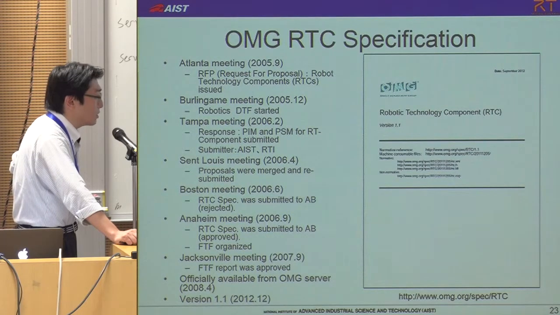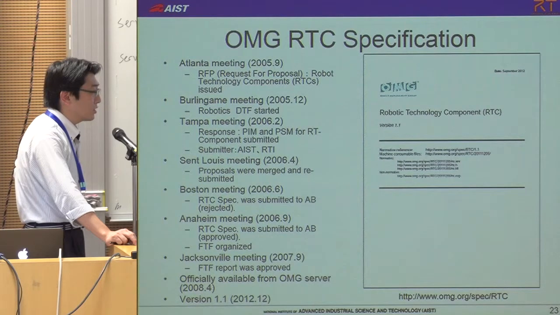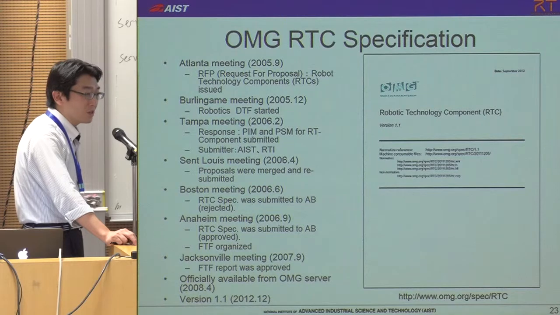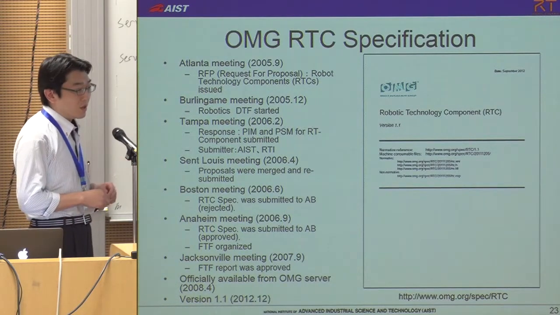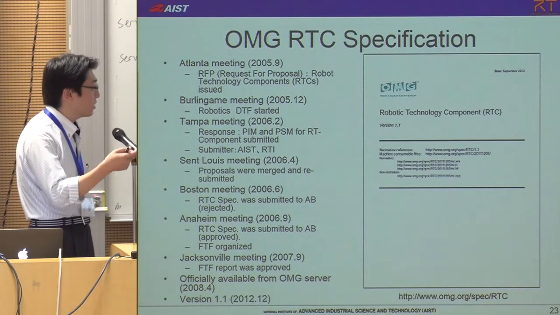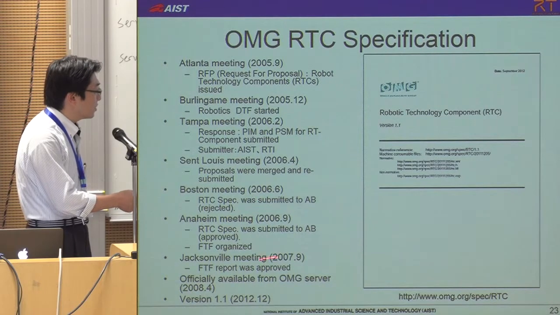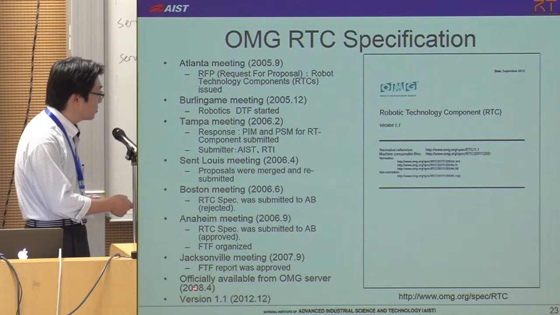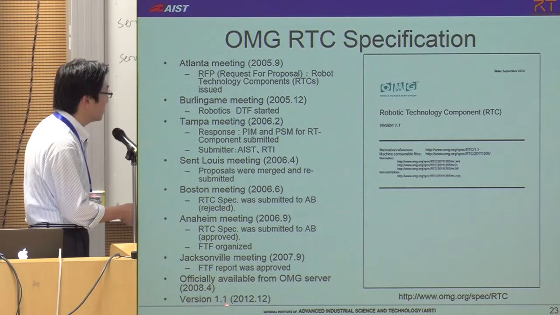We finished the first project in 2005, and then we brought our specification to OMG. And at that time, a United States middleware company, RTI, was also interested in robot component specification, and they also submitted their component specification. Then we discussed the robot component specification and merged the two specifications. Then we resubmitted to the OMG architecture board. And finally, we finished the standardization in 2008. And we also revised this specification in 2012.